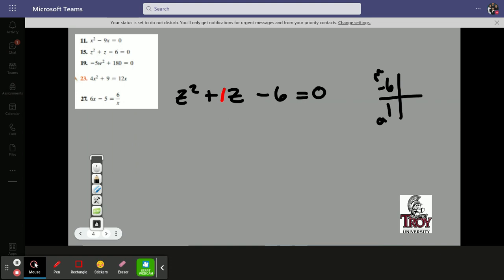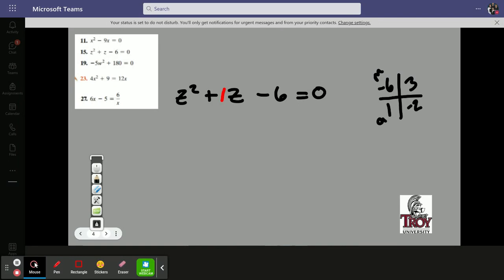6? No. That's not going to add. That'll give me the 6, but it won't give me the 1. What about if I tried... what's 3 times -2? -6, and 3 plus -2? That's 1, right? So that's what I want to factor this down to.